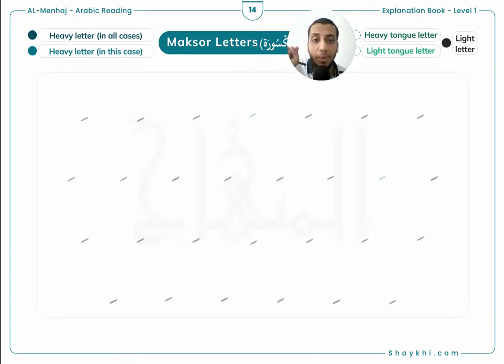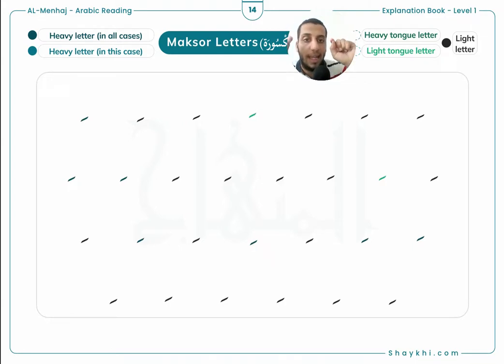So now this is the shape of Al-Kasra. As we said, Al-Kasra is the name of the symbol that's used to refer to Al-Kasr. Al-Kasra is written below the letter. So now let's write the letters and know how to read each letter that has Kasra.